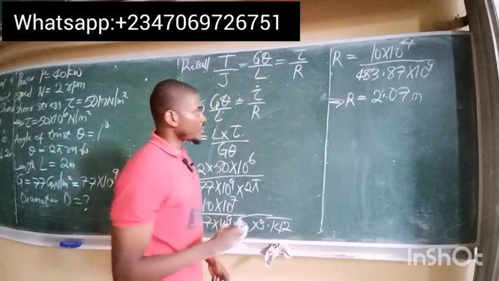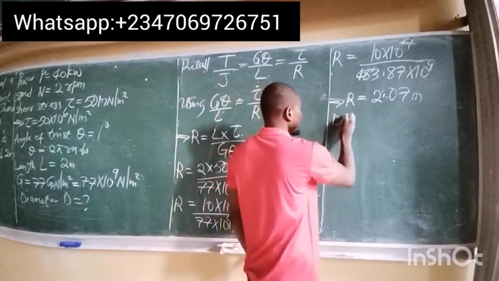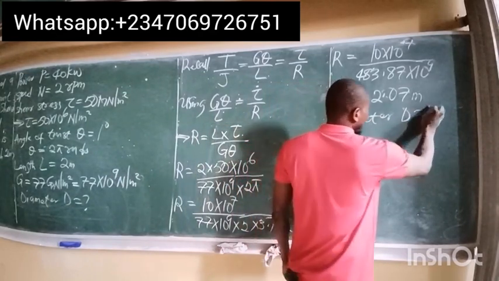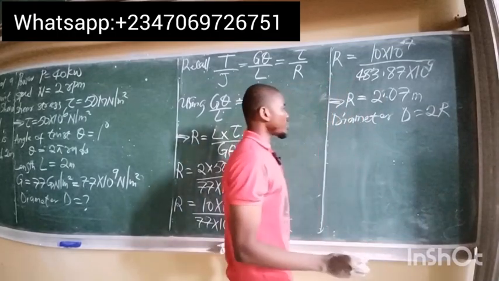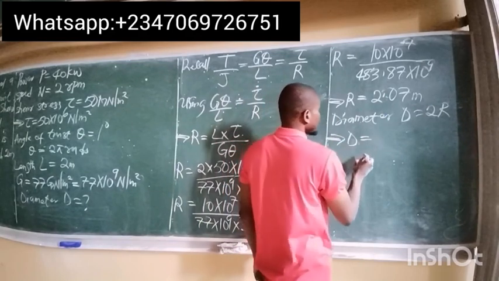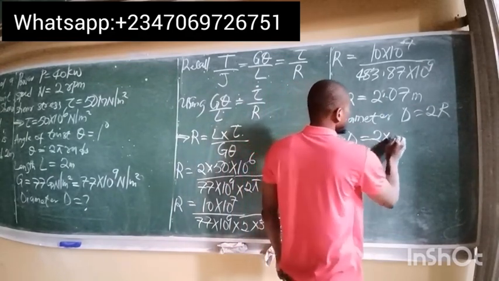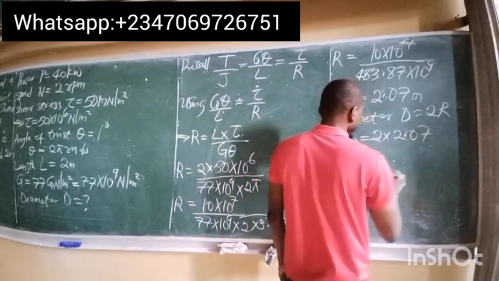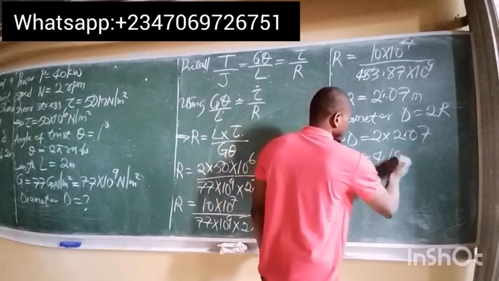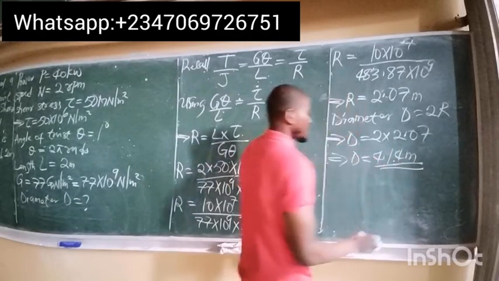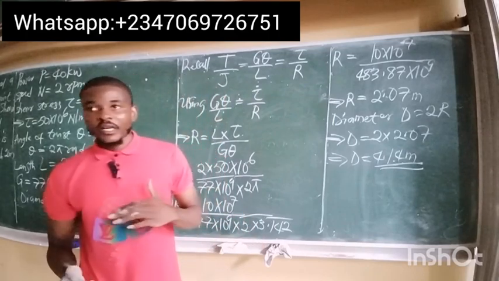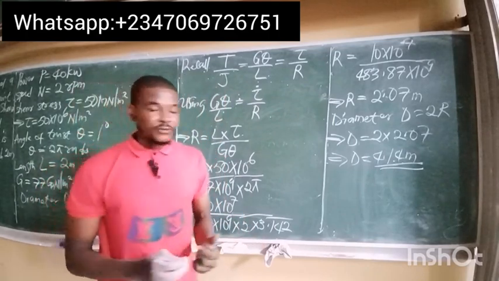Now, in order to find the diameter of the shaft, diameter d is actually 2 times the radius. The diameter of the shaft is simply 2 times the radius. So this simply means that d is actually 2 times 2.07, and that implies that the diameter is actually 4.14 in meters. So that becomes the size of the shaft. So that's how you calculate the size of the shaft using the torsion equation.